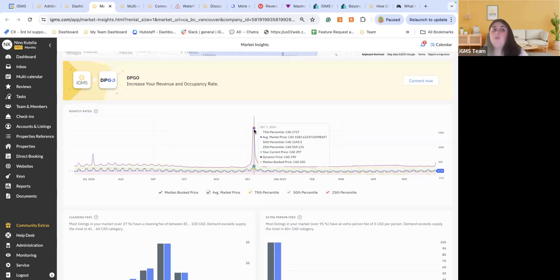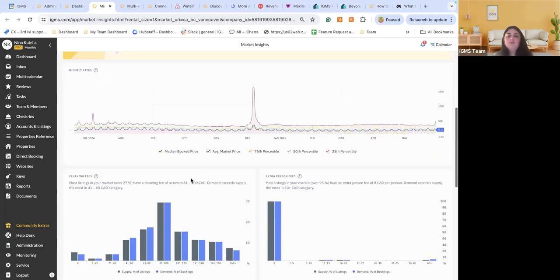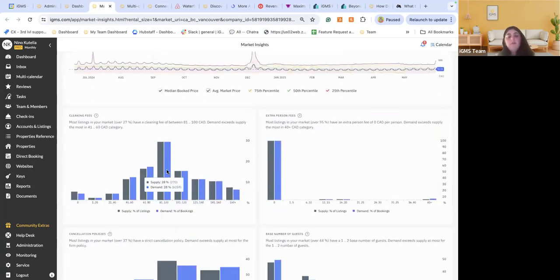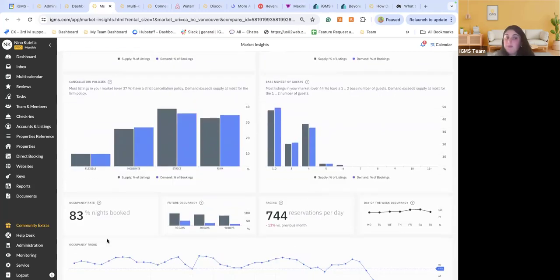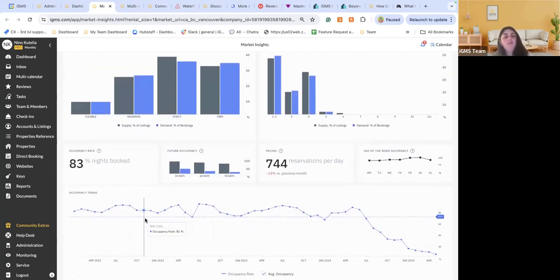If not, you'll also definitely see it on the market insights as a spike on your graph and here. You will also see the cleaning fees, so the most popular amount of cleaning fee in your area. It will also show you extra per person fees, cancellation policies, space number of guests, the area's occupancy rate, the future occupancy rate as well, and pacing, which is the median rate at which reservations come in per day. So currently it's 744 reservations per day in your area only. Day of the week occupancy and occupancy trends as well.